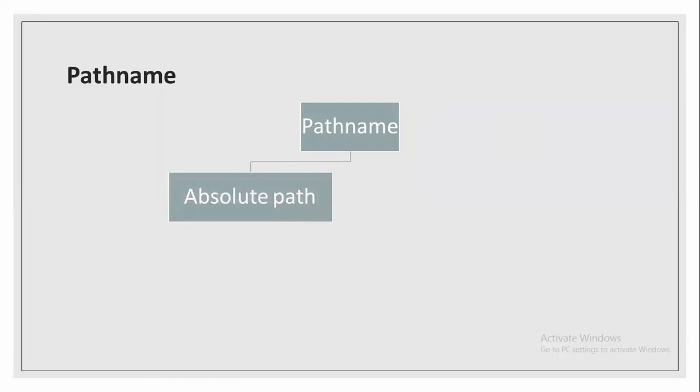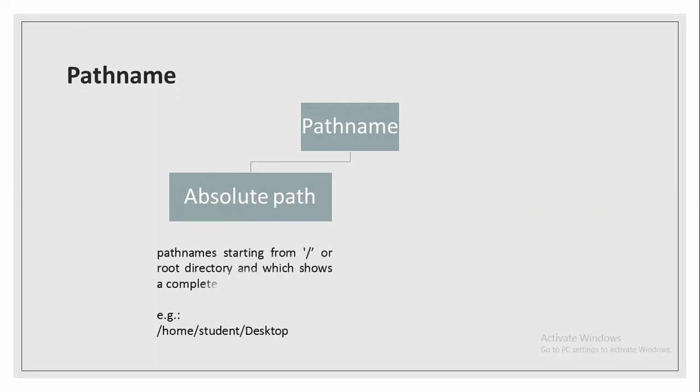one type, that is absolute path. We have two path name types, so I'm starting with absolute path. You have seen many examples of absolute path, right? So what is this absolute path? Path names starting from / or the root directory, which shows a complete path.